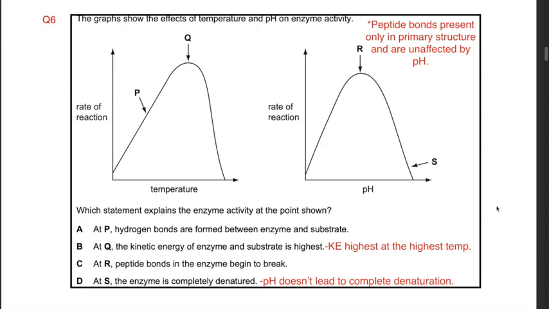At P, hydrogen bonds are formed between enzyme and substrate. That is a possible answer because when a substrate binds with an enzyme, temporary bonds hold the two molecules together. Therefore, A is a possible statement.